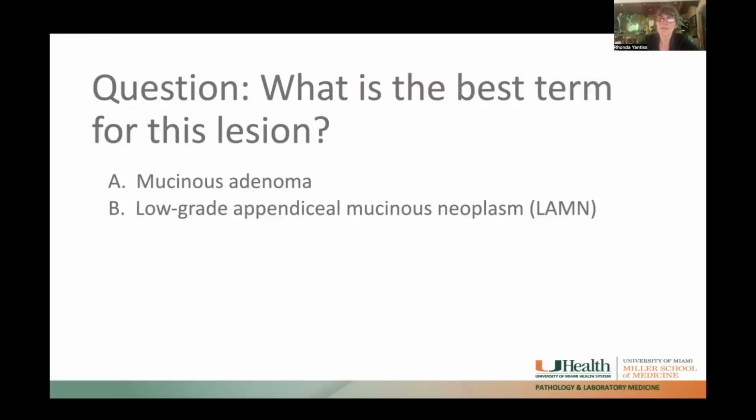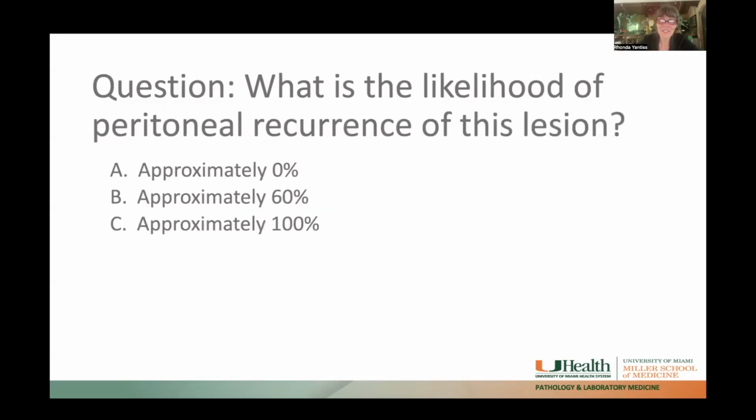So, what is the best term for this lesion? And I'll give you two choices: mucinous adenoma or low-grade appendiceal mucinous neoplasm. Now, before you answer that question, I'd like to pose this question. What is the likelihood of peritoneal recurrence for this completely resected lesion confined to the appendix? Is it close to 0? Is it close to 100%? Or is it somewhere in the middle? Well, I hope that most of you said that it's nearly 0, because it is 0%.